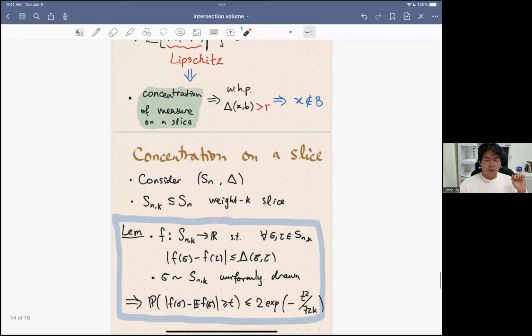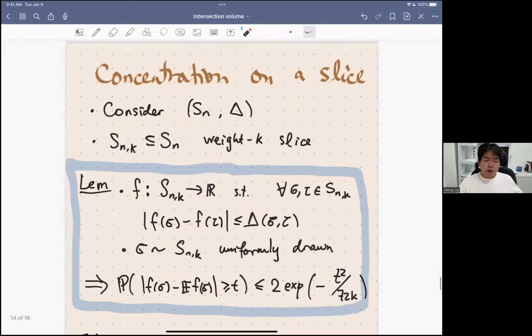Let's consider a slightly different discrete metric space. Now our ground set is the symmetric group on n elements, S_n, and we endow this space again with the Hamming distance delta. How do we see this? For each element, let's say sigma in S_n, we can view sigma as a length n vector, where each coordinate sigma_i is just the image of i under sigma. Then if you have two length n vectors, you can talk about Hamming distance again. So this is the space.